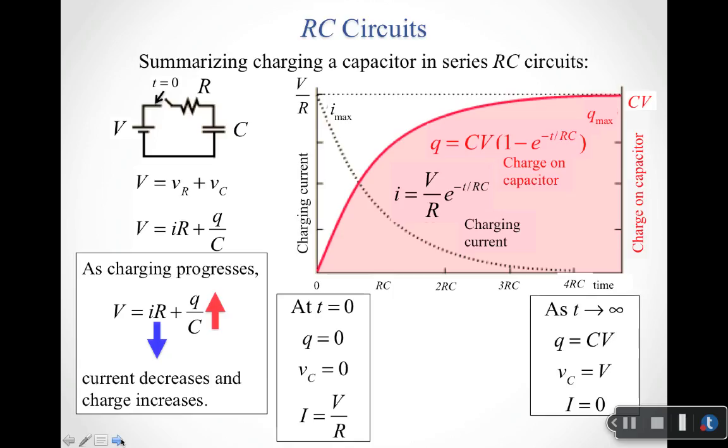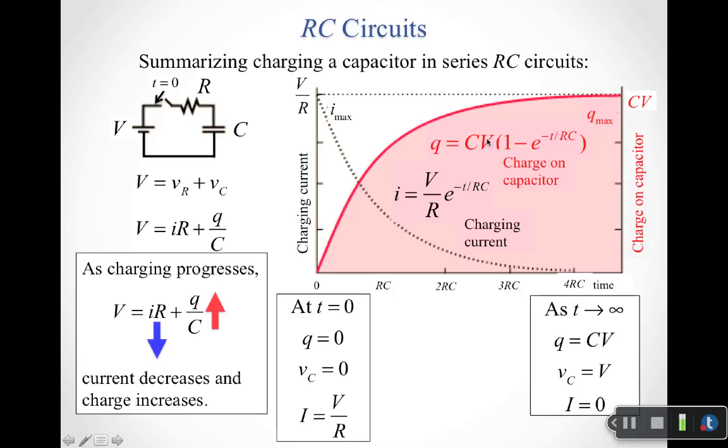Okay, so just to summarize, if we're charging a capacitor, we know that as the charging progresses, the voltage of the battery is going to stay the same. The current's going to decrease, so the voltage across the resistor will drop. The charge on the capacitor is going to increase, so the voltage across the capacitor also increases. And again, here's the same graph.